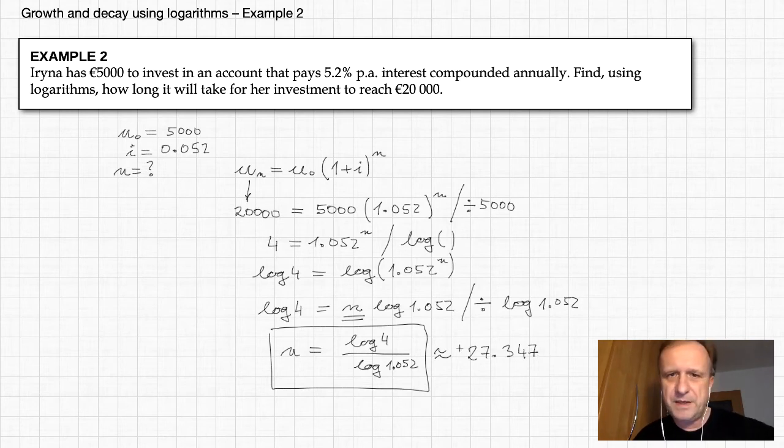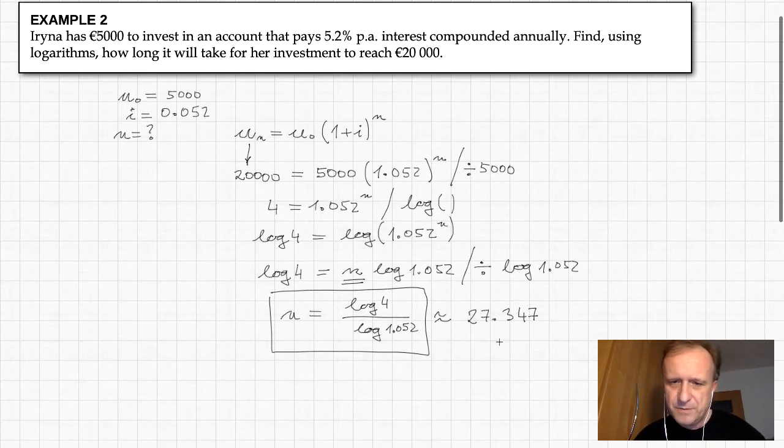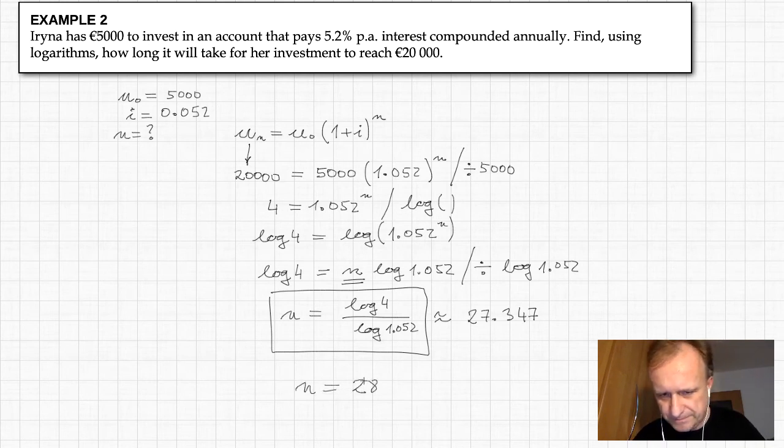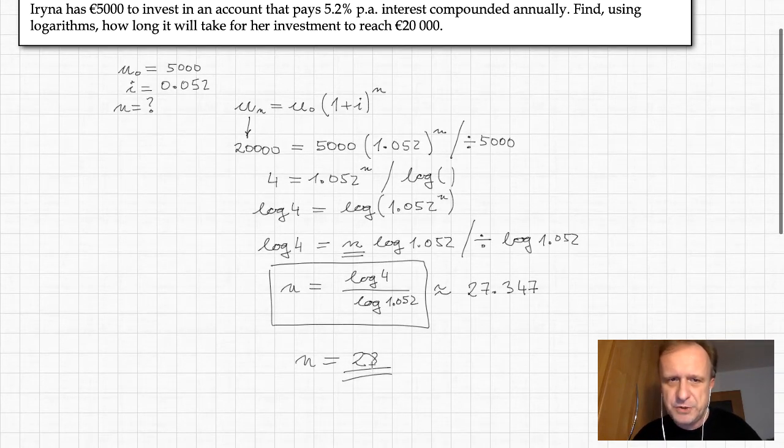So, what does it mean actually that we got a decimal number? It perhaps tells us that if she waited only 27 years, there would still not be the whole sum of 20,000 euros. So what she needs to do, since the interest is compounded annually, is actually to wait for the number of years, which is 28. So she has to wait for 28 years, and the money that she will obtain after that period, the amount will be greater than 20,000.